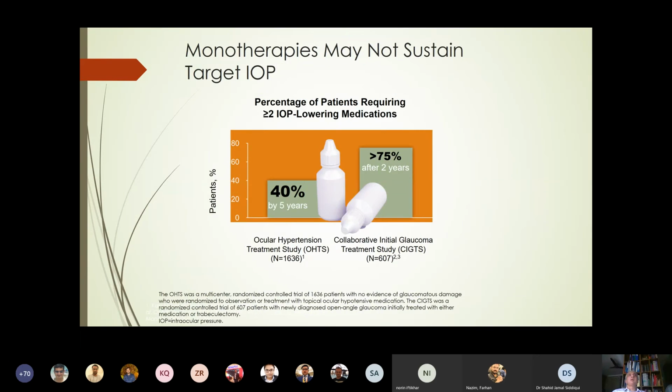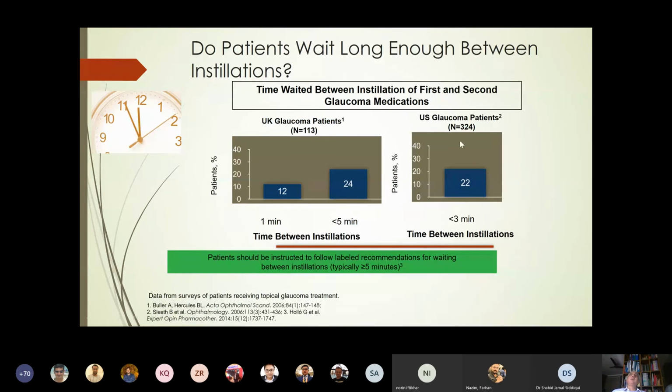I'll quickly go through some important things. The time waited between instillation of the first and second glaucoma medication. The role of using a combination is that you get more IOP lowering effect if you give a combination of two drugs, rather than a patient who is usually hasty, waits 1 minute and puts in the drops, and you see the effect of the drug is not very efficient in those patients.